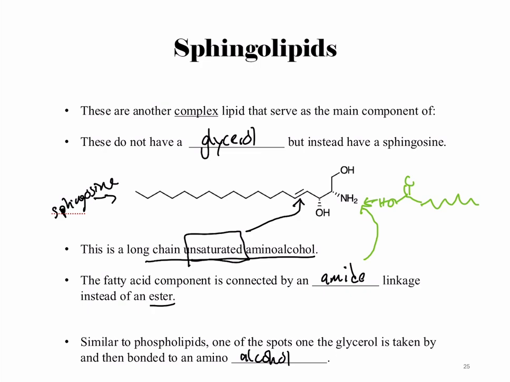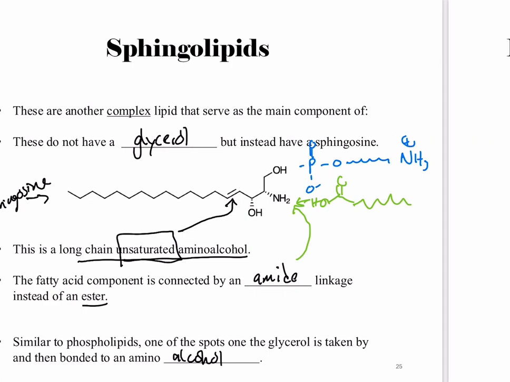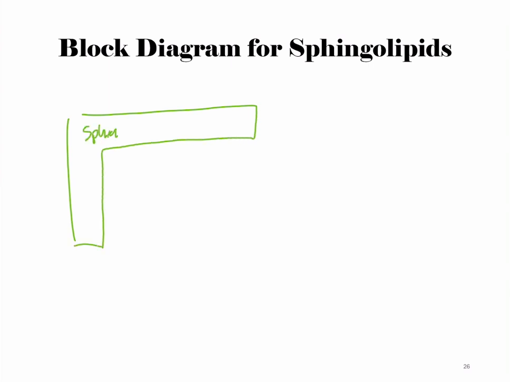So the amino alcohol and phosphate, O minus, NH3, for example, go right there. So this is how the sphingolipid kind of behaves. And this also allows it to function as a membrane. And so generally the block diagram for what the sphingolipids look like is we take the place of one of the fatty acids with the sphingosine backbone.